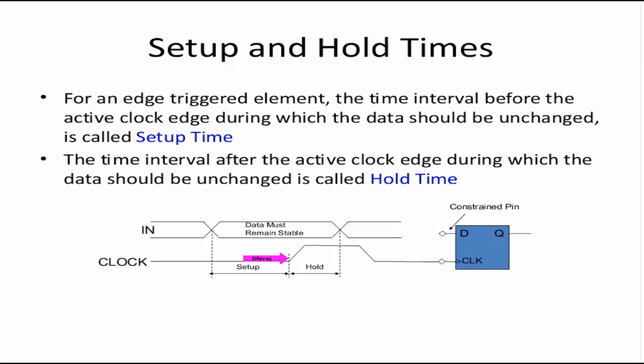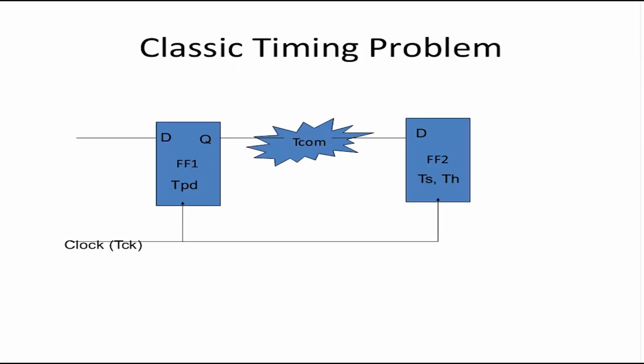The hold time is a timing constraint that represents the interval after the active clock edge during which the data should not change. So data should remain stable at least setup time before the active edge and hold time after the clock active edge. During this window, data should not change, to make sure that the sequential element captures the data properly. Now let's look at the classic timing problem. That means data launched by a flip flop FF1 is being captured by the flip flop FF2.